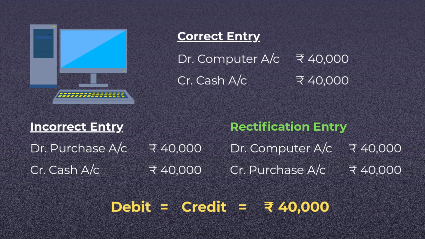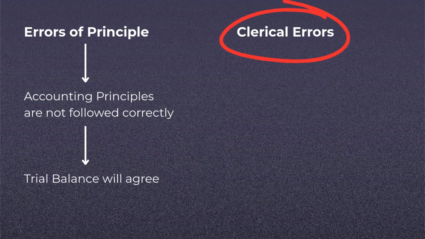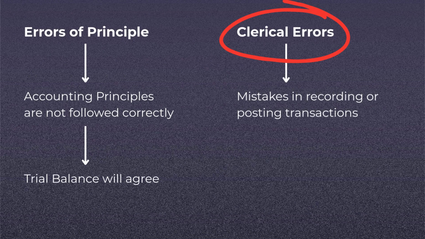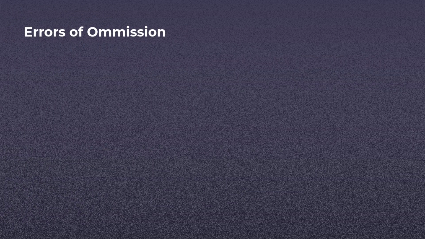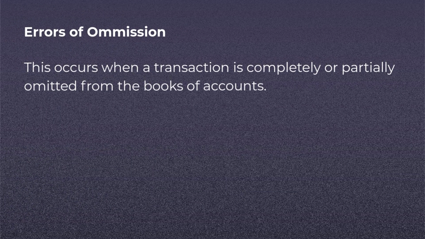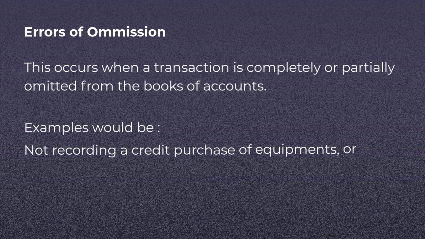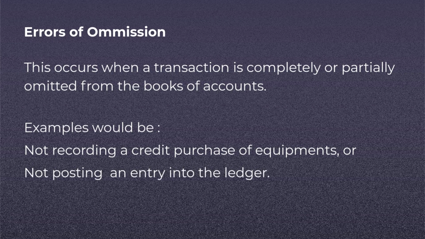Next, let's understand the clerical errors. Clerical errors happen due to mistakes in recording or posting transactions. As we know, these are of three basic types. First is errors of omission. This occurs when a transaction is completely or partially omitted from the books of accounts. Examples would be not recording a credit purchase of equipments or not posting an entry into the ledger.